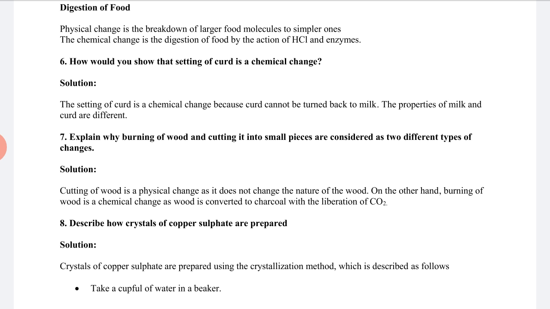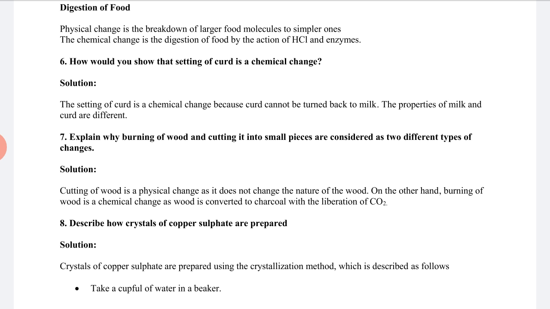So here wood totally changes its original composition and is converted into charcoal with the liberation of CO2 gas. So we explain that burning of wood and cutting wood into small pieces are considered two types of changes. First we talk about physical change and another is chemical change.